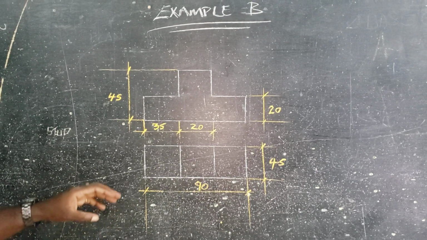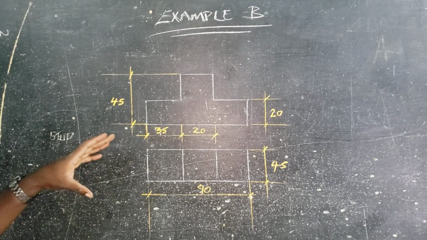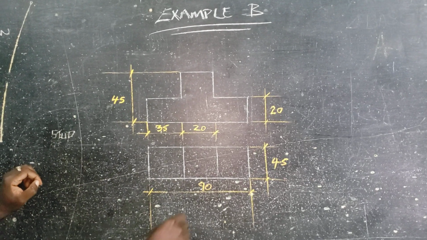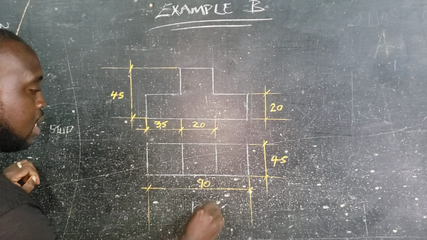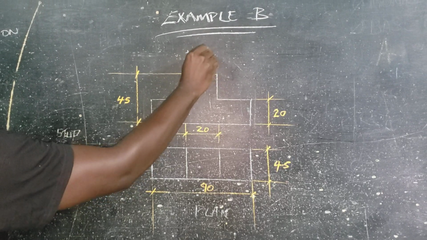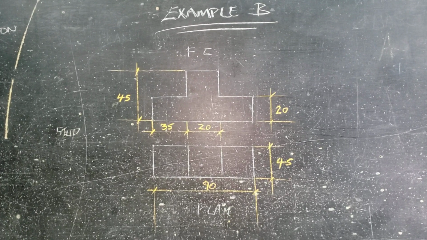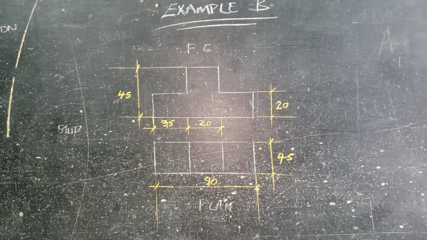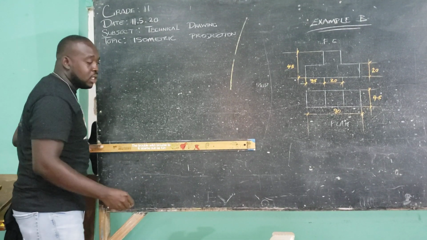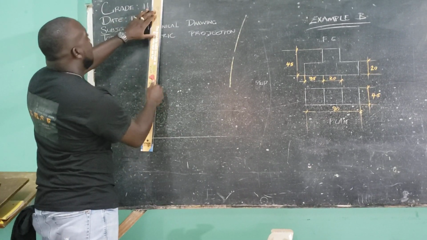Okay, students. Now, this is the second example that we're going to work on. Let me identify these different views for you to be better able to draw your diagram. This right here is the plan, P-L-A-N. Yes? And this is our front elevation. So just go ahead and pay attention now, and I'm going to demonstrate how we go about drawing that in isometric.